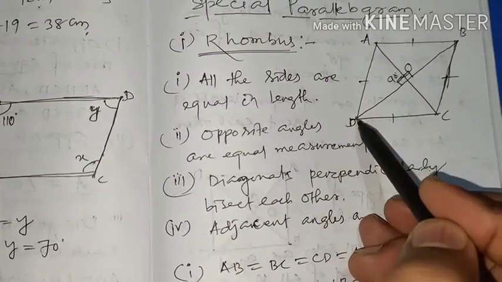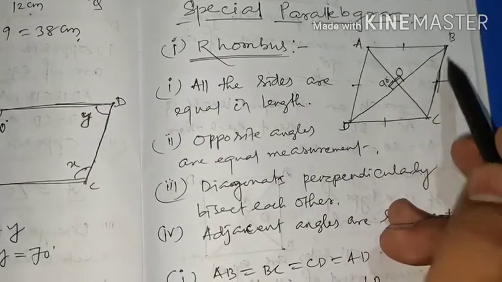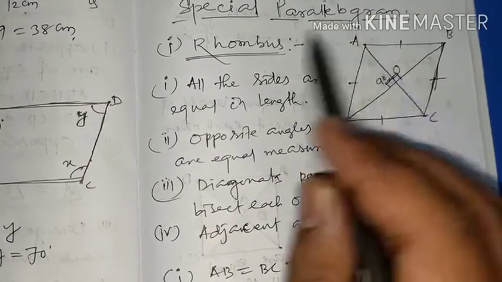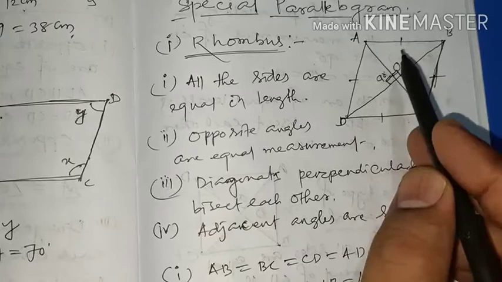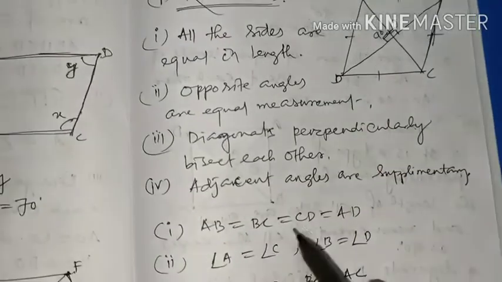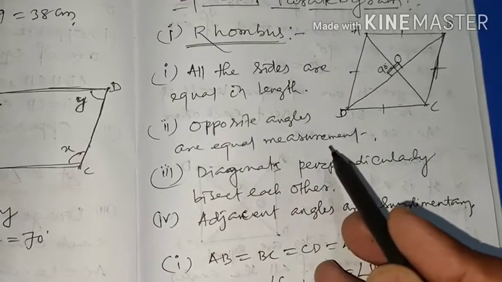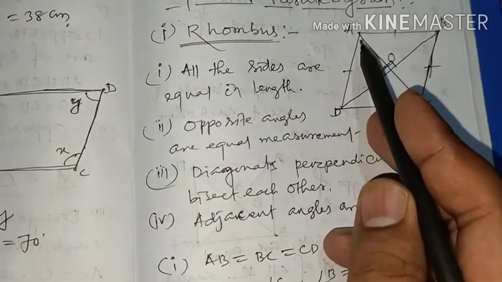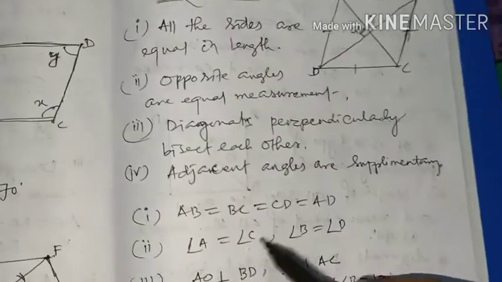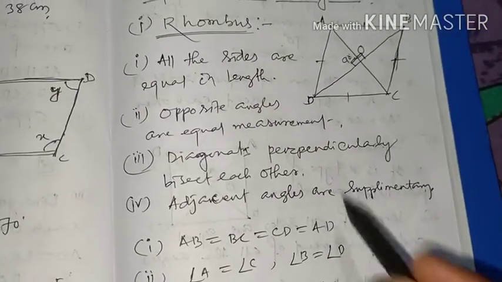Here you can see that AB is a side, BC is a side, CD is a side, and AD is a side, and all the sides are equal in length. It means AB is equal to BC is equal to CD is equal to AD. Opposite angles are also equal in measurement. Opposite angles means A and opposite angle C, so A is equal to C, B is equal to D.